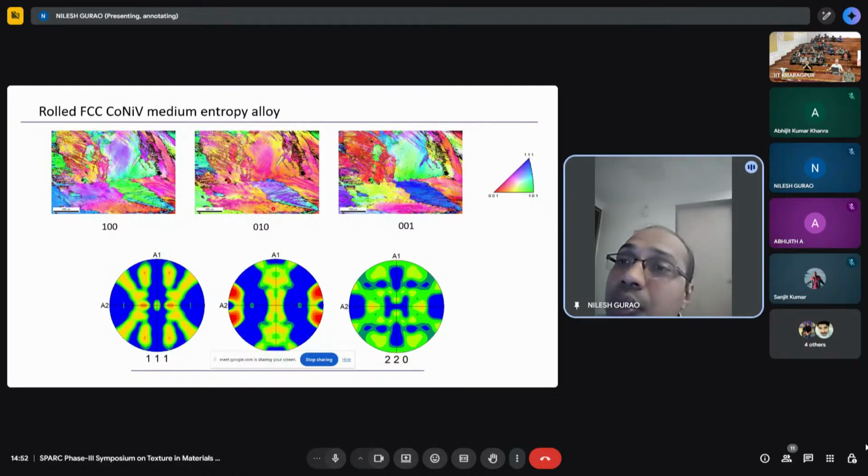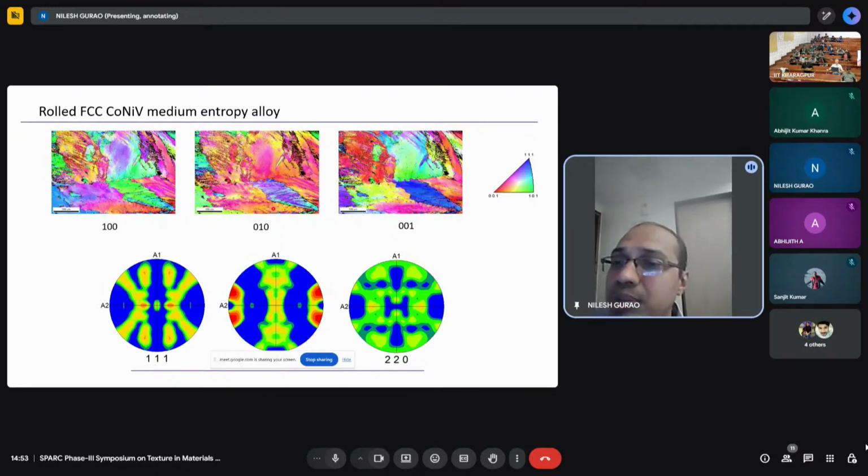But how do you represent texture? The texture is represented in terms of the ND frame of reference. Why? Because conventionally, when you do pole figure measurement and all, ND is at the center, RD and TD make the X and Y axis. So when I was told that I have to give this presentation for a SPARC, I just got hold of my youngest student, Aditi, who has just joined. She has not even done my texture course.